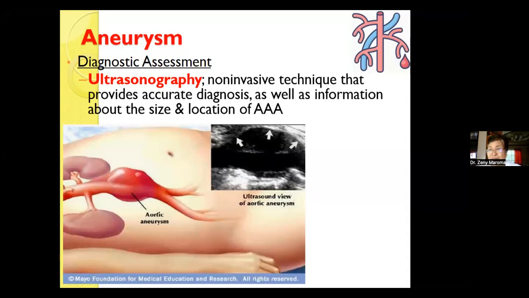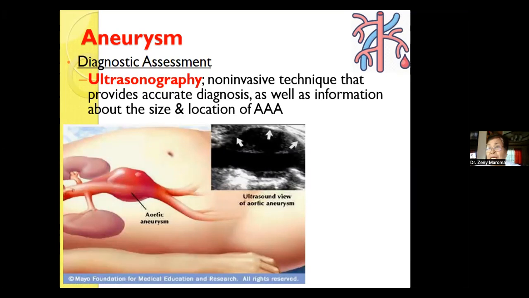After 2 weeks, ultrasound ulit. After 1 month, after 2 months, para makita yung progression ng paglaki ng aneurysm. Okay. So ano nga initial manifestation, most telling sign? There is a pulsatile abdominal mass. Pulsatile, pulsating. Tapos pag nag-complain na yan ng abdominal pain, ibig sabihin, it is beginning to rupture.